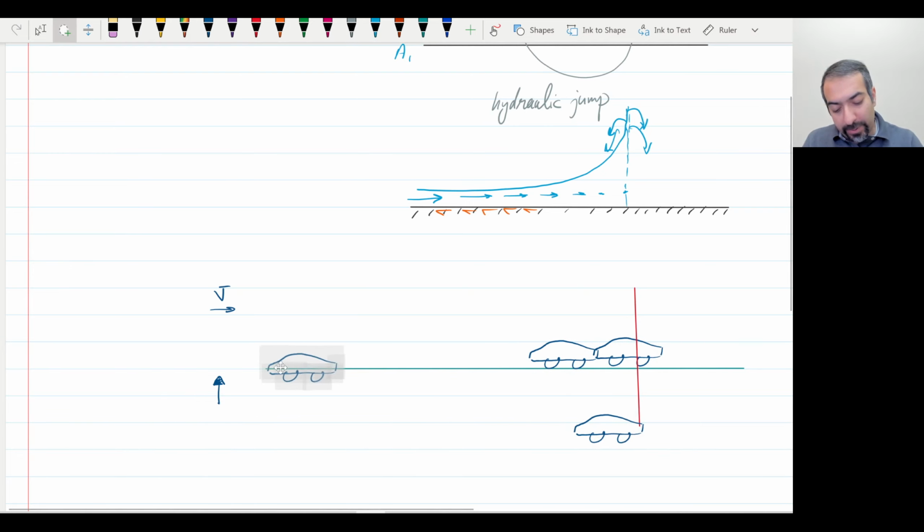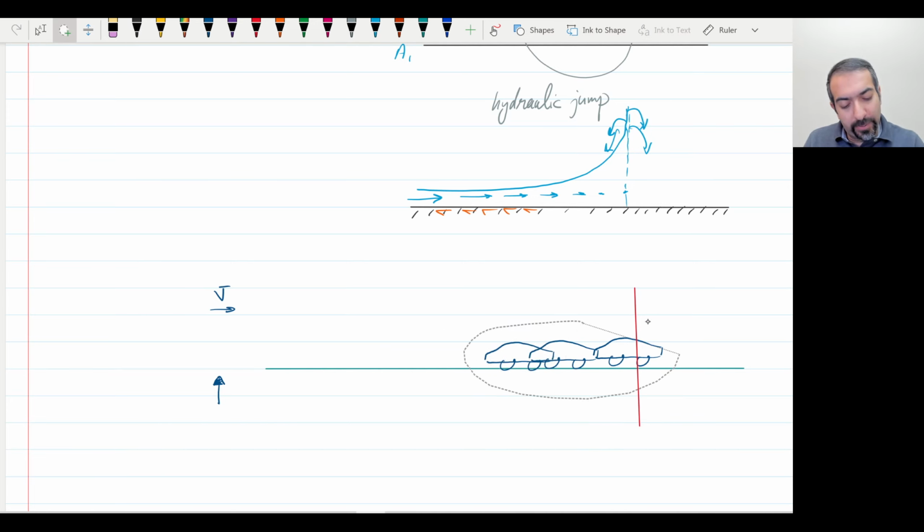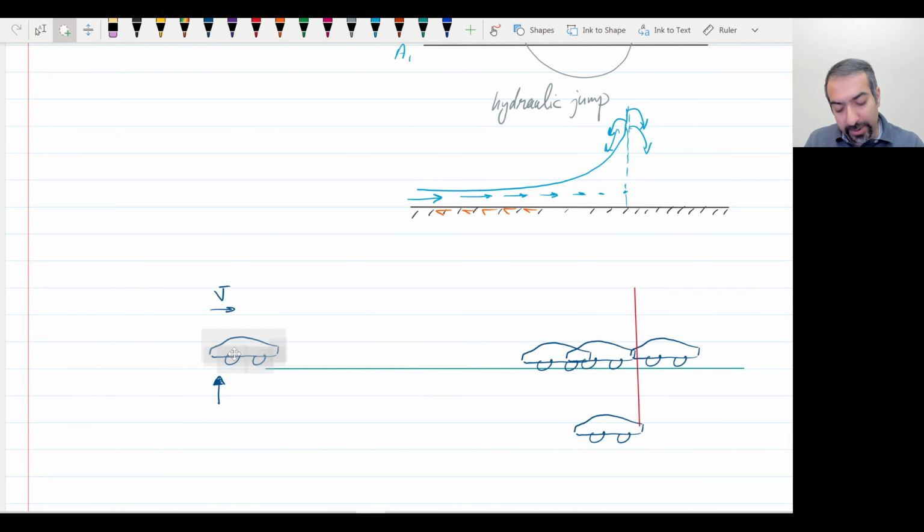Then we're going to have a third car, and this one wants to come to a stop here, but there's a car further upstream. So it's going to hit this car even faster, even stronger. And then all three are going to move a little further down, right? The next one, the same story.